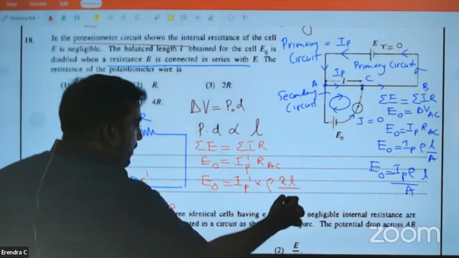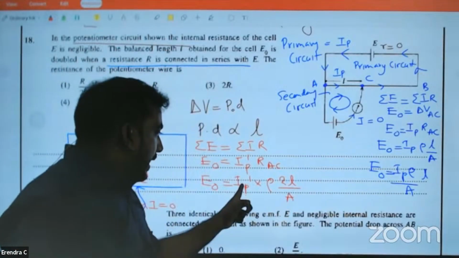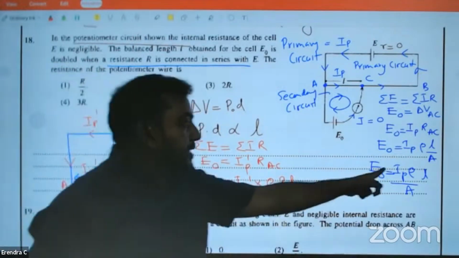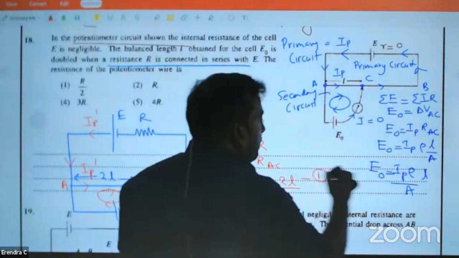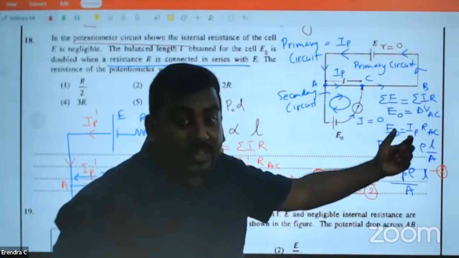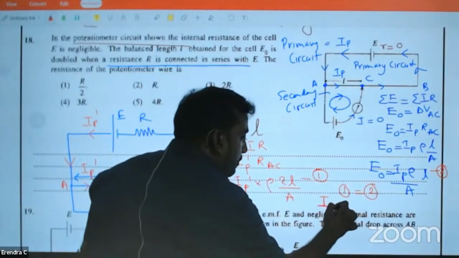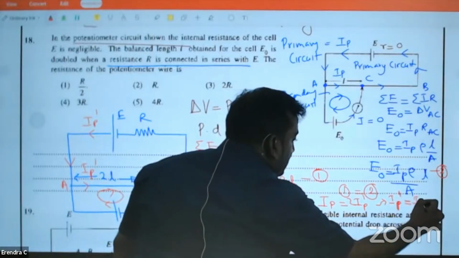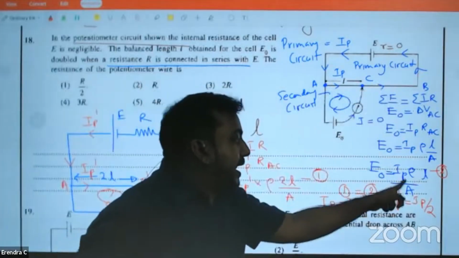Rho 2L over A times IP dash, and rho L over A times IP, these two are equal. So 2 times IP dash equals IP. Equation 1 and equation 2 are equal. How can the length double? The length is double because the current is half. IP is equal to 2 times IP dash, so IP dash equals IP divided by 2. No need to do everything; here length has doubled means current has become half.